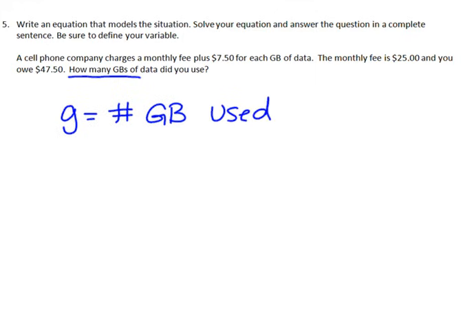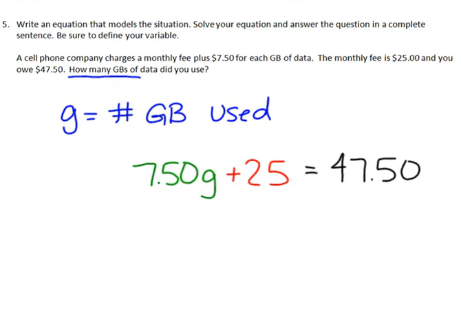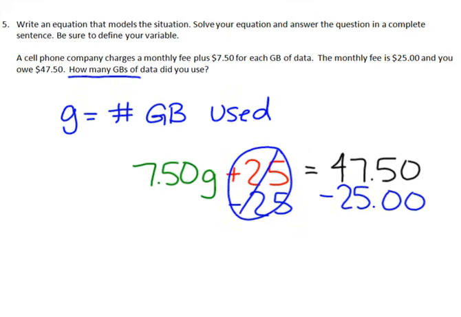Okay, since we have $7.50 for each gig, that's going to be represented with the term $7.50 multiplied by the number of gigabytes. Then it tells us that we have a monthly fee of $25, and then altogether that equals $47.50. So that's what our starting equation would look like. Then from there, we can cancel out the constant by subtracting $25 from each side. Be sure you line up your decimal points.